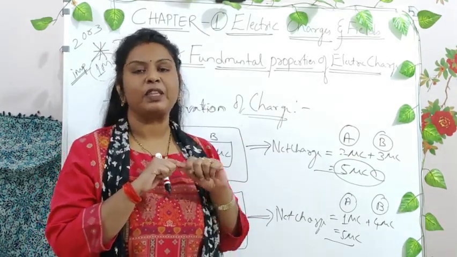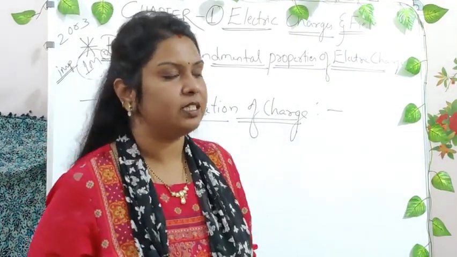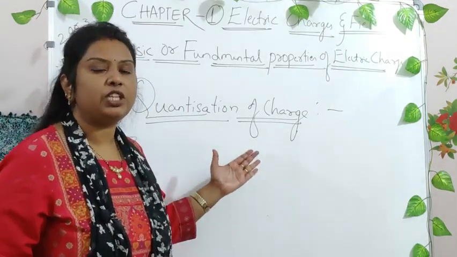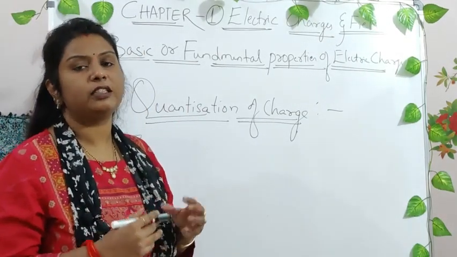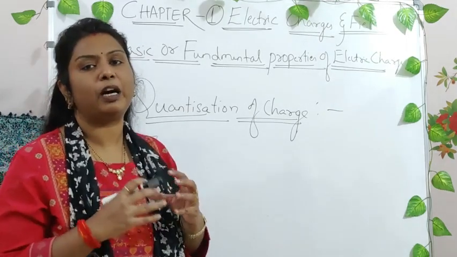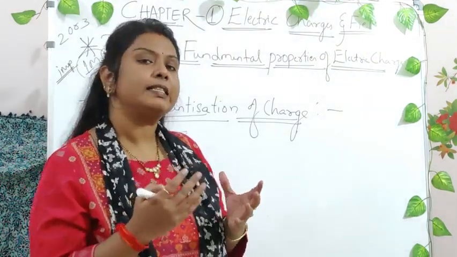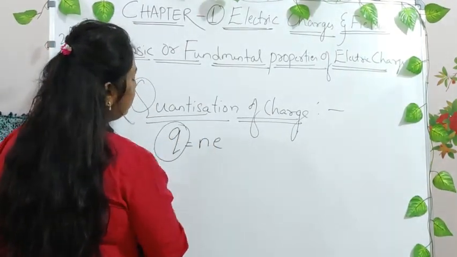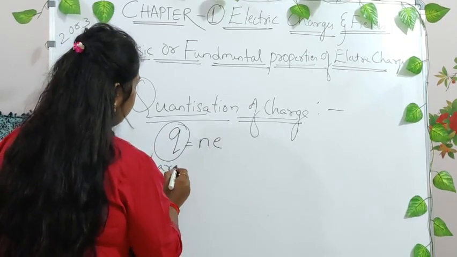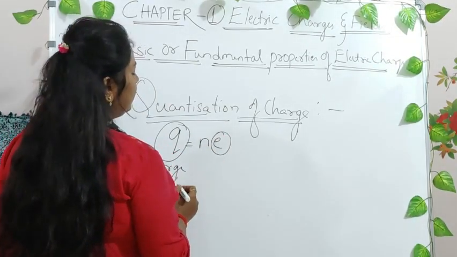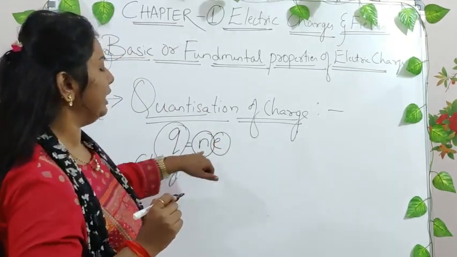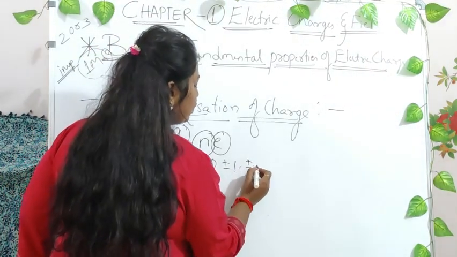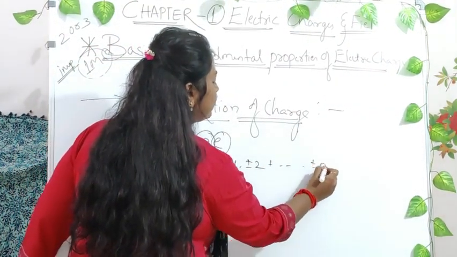Now the third fundamental property of electric charge is quantization of the charge. What does quantization of the charge say? Quantization of the charge means the charge can take only integral or discrete values. Say for example, Q = N E. You know that Q is charge, and E is the electron charge, and N can be only integers. This N can be 0, plus or minus 1, plus or minus 2, and so on up to plus or minus N.